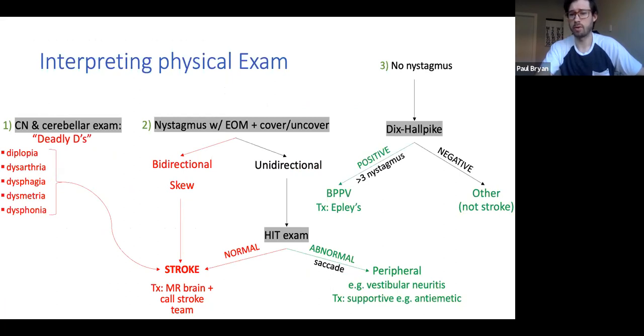What are you looking for? That's trying to rule out papilledema. You're trying to rule out increased intracranial pressure, right?